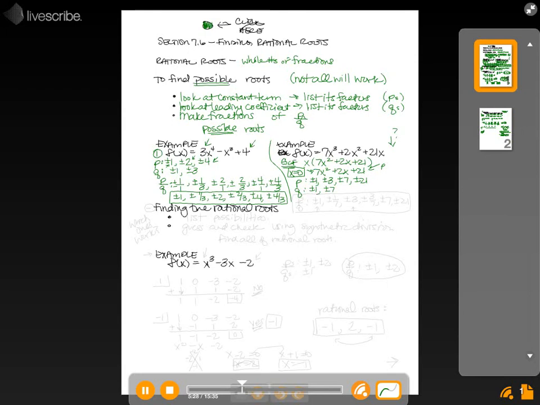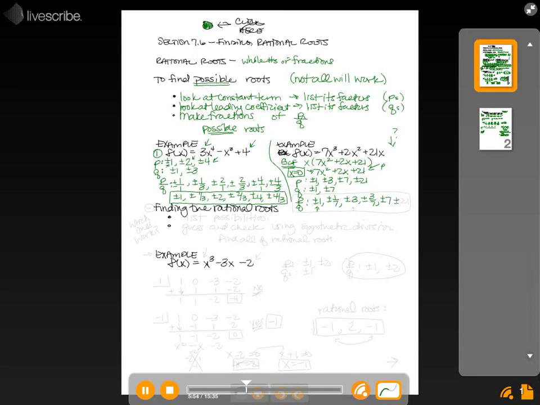Now we list out our fractions, p over q. Well, we have 1 over 1, which is plus and minus 1. We have 1 over 7, which is 1/7. 3 over 1, which is 3. 3 over 7, which is 3/7. 7 over 1, which is 7. 7 over 7 goes back to 1, and we already have that listed, so we don't need to list it again.